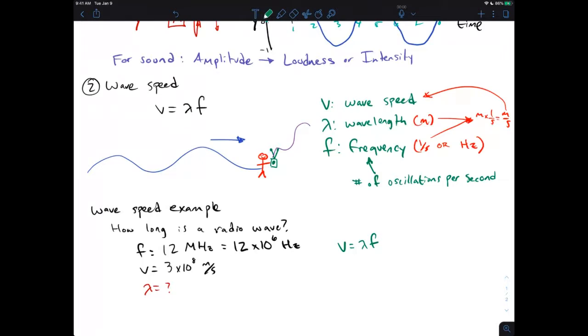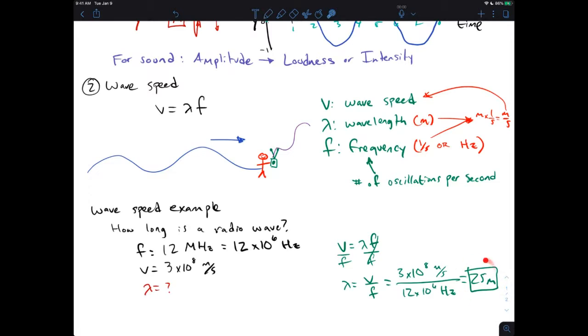I want to know what my wavelength is, so I'm going to divide both sides by f. I'll have wavelength equal to speed over frequency. Great. Now we just plug in our numbers. This is 3 times 10 to the 8 meters per second divided by 12 times 10 to the 6 hertz. I think I just did this in my calculator, and if I did it right, this should be 25. So this is 25 meters.